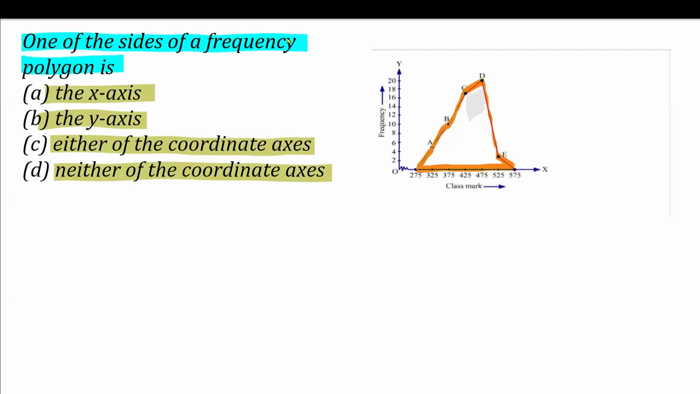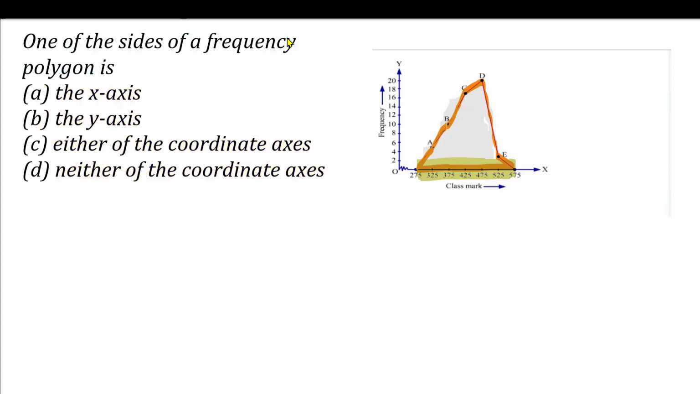So this is a polygon. Now if I look into the sides, one of its sides is the x-axis, and not the y-axis. So the correct answer for this will be option A in this case.